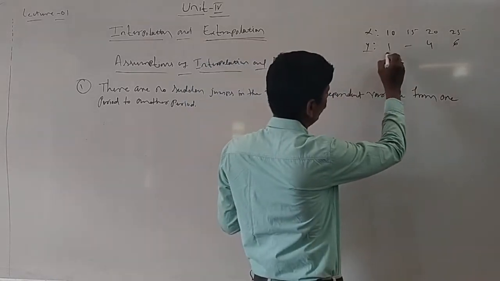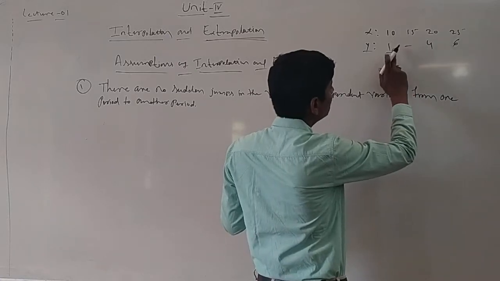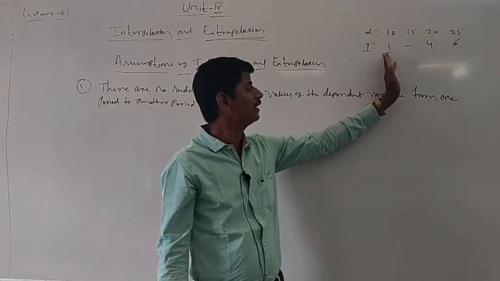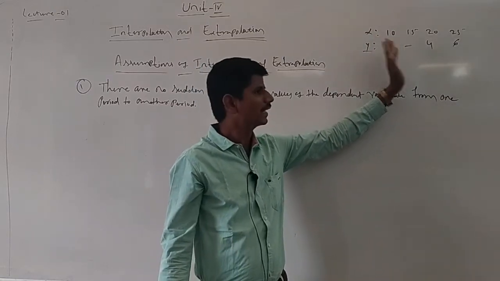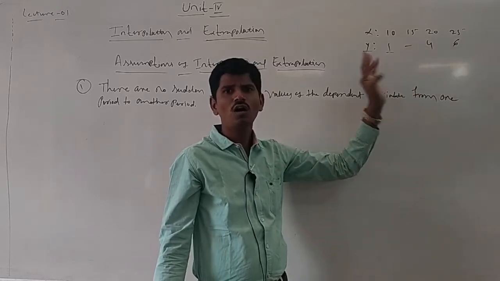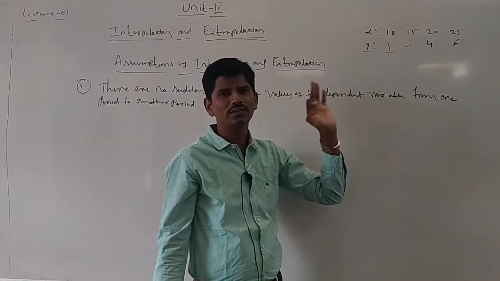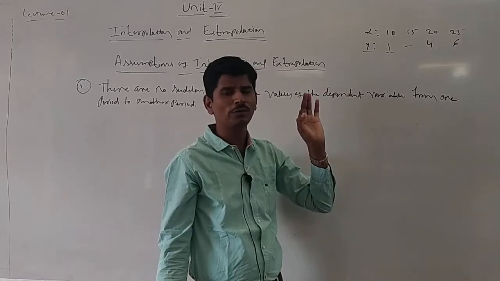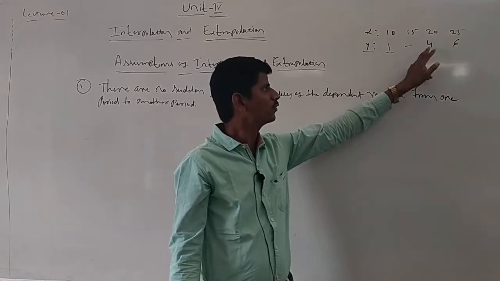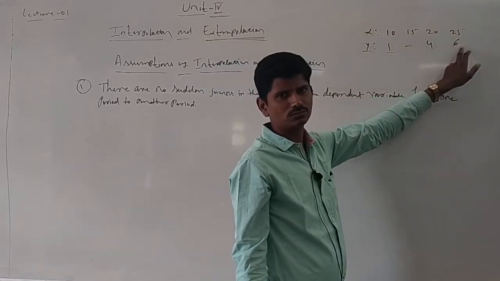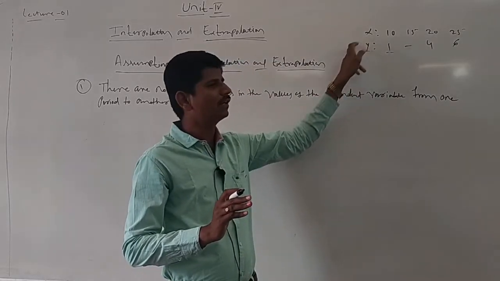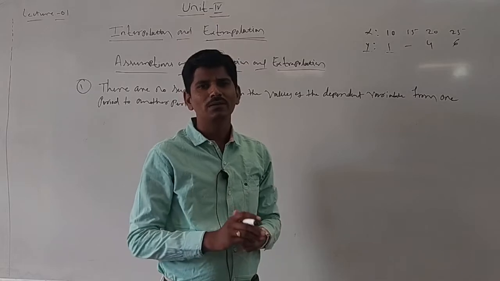Here the first value is 1, and the second value should be in between 1 and 4. Suppose the first is 1 and the next one is 5, that is a sudden jump. The value should be 2 or 3, or up to 3.9. The answer should be 1.1 to 3.9. The next value is 4, the next one is 6. So there are no sudden jumps in the values of the dependent variable from one period to another period.